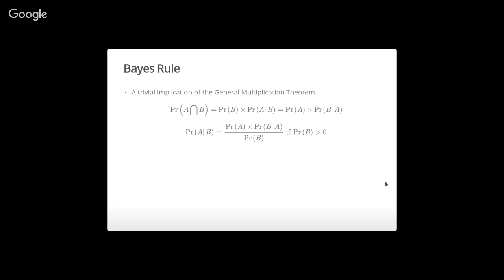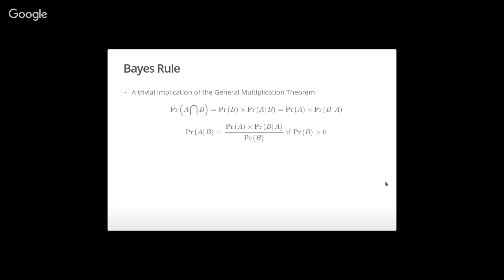Since these two things are equal to the same thing, I can just do some algebra. It's basically just one division, and isolate the probability of A given B and express that as the marginal probability of A times the conditional probability of B given that A occurs, divided by the marginal probability of B. And this is a valid expression, provided that the probability of B is at least a little bit greater than zero. The reason why we have this minor restriction, probability of B has to be greater than zero, is that it doesn't make sense to evaluate the probability of A given that B has occurred if the probability of B is zero, which is to say B is impossible.